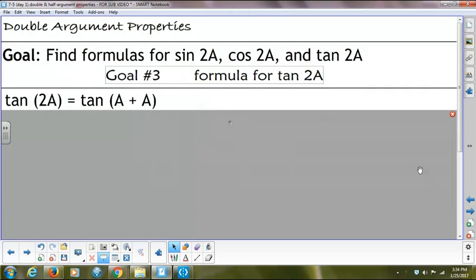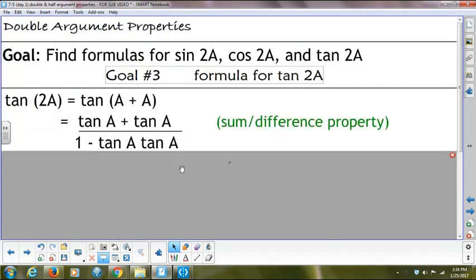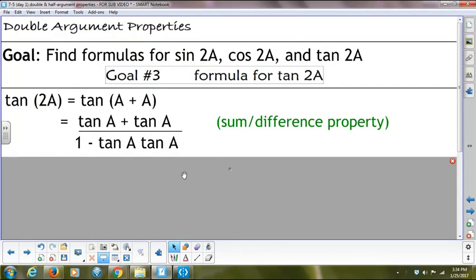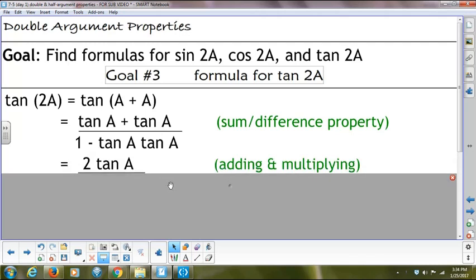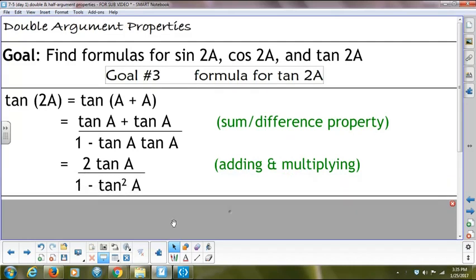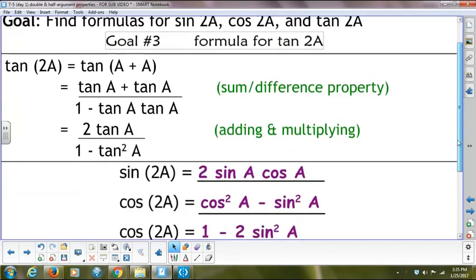Okay, so now we are going to find the double argument for tangent. Same idea. We know 2a is a plus a, and our chant for tangent is tan, tan, 1 tan, tan. If you notice, we have tangent of a plus tangent of a. So that's going to be 2 tangent of a. And then in the denominator, we've got tangent of a times tangent of a, so that's going to be 1 minus tangent squared of a. And that's actually it. That is your double argument for tangent.